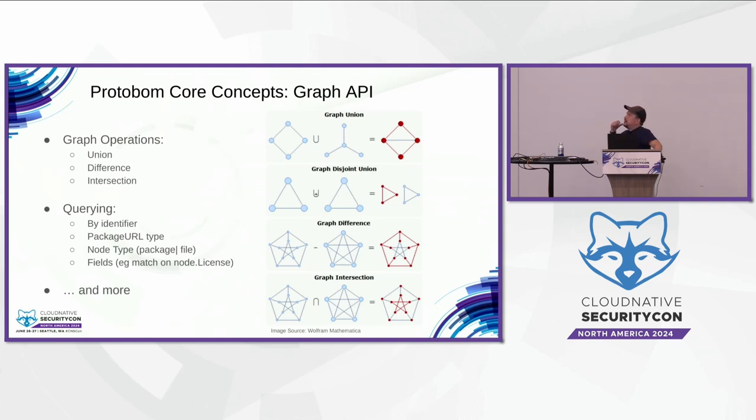As I mentioned before, Protobom has a full graph API so that you can do operations on the SBOM data. So when you read SBOMs, you can extract parts of it, you can merge them, all using the functions of the library. The library itself is written in Go, and there are some folks starting another port in Python as well. So those are the basics of Protobom.